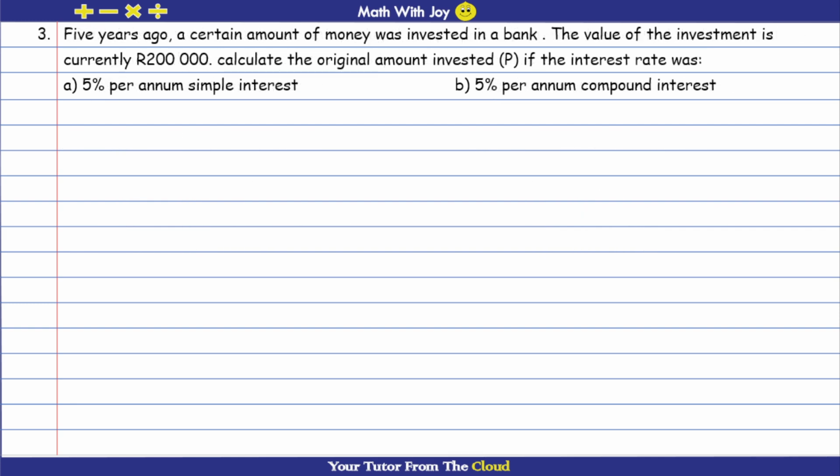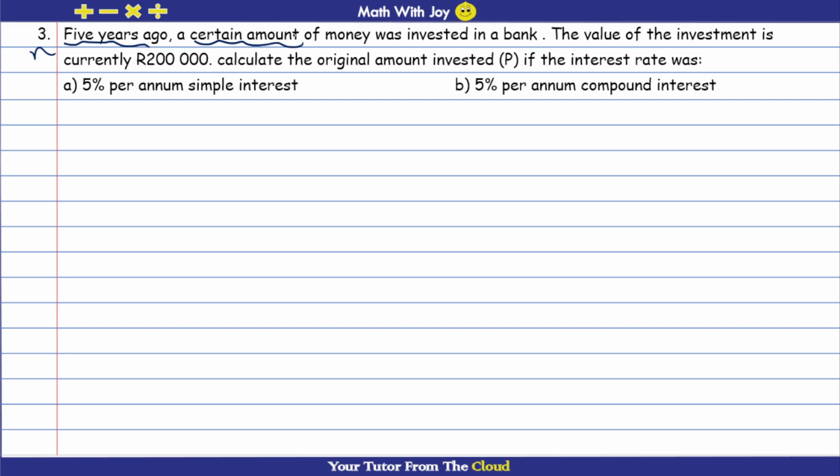Number 3, 5 years ago, a certain amount of money was invested in a bank. So we know that the 5 years ago, that's going to be our N. You must make sure you spot all four letters: your A, P, I, and N. So we have our N, and a certain amount of money was invested.